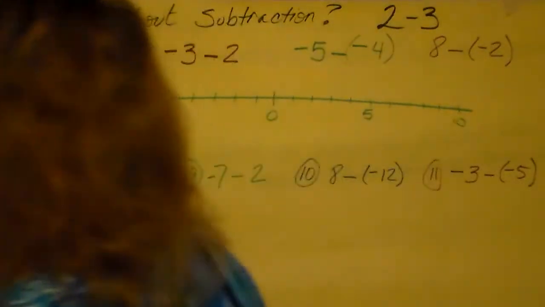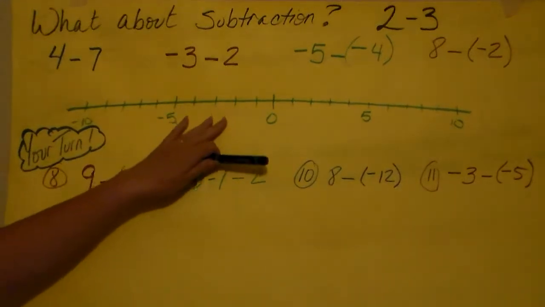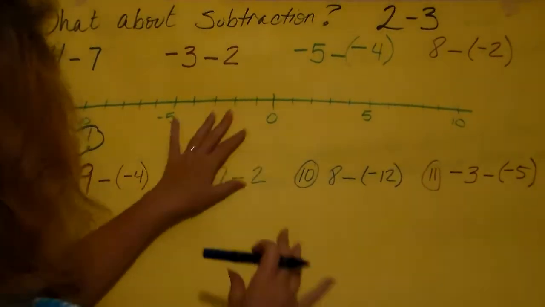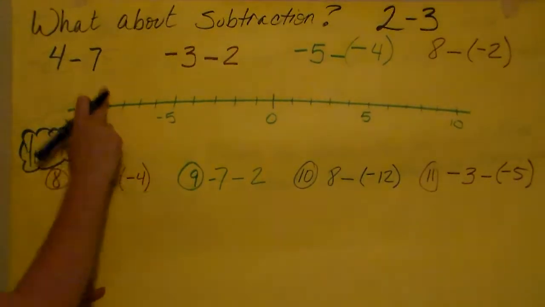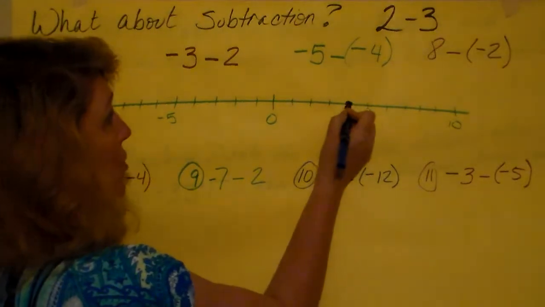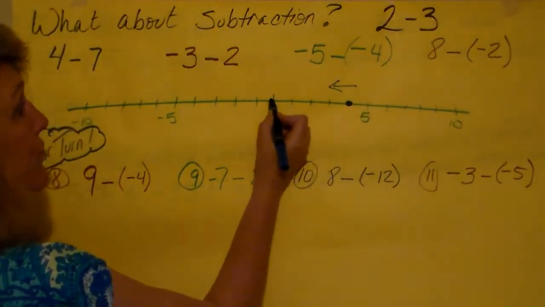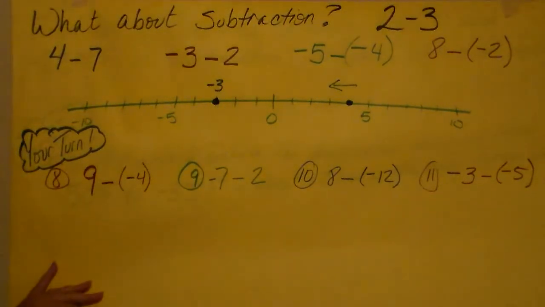Well, here I've got a few, and I want to show you what it looks like on a number line first, because that's the easiest visual to have so you can grasp things. Here we're going to start at 4, and we're going to go in the negative direction, 7. So we're going to start here at 4, and we're going to go backwards, negative 7. 1, 2, 3, 4, 5, 6, 7. That puts us right here at negative 3.